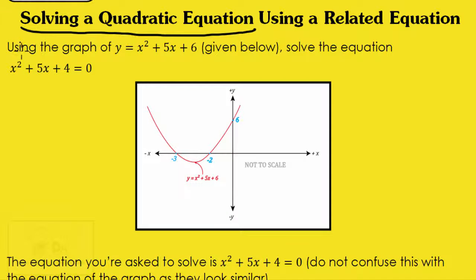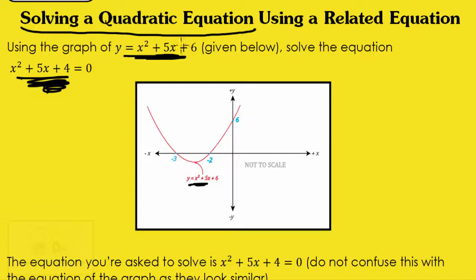The problem statement is, using the graph of y equals x squared plus 5x plus 6 given below. This red curve is the plot of y equals x squared plus 5x plus 6. This red curve here has this equation. Now it's saying, using this graph, solve the equation x squared plus 5x plus 4 equals 0. The whole idea of the topic is that you need to solve a quadratic equation, and this is what they want us to solve. But you need to use a related equation, and they're telling us to use the graph of this equation.